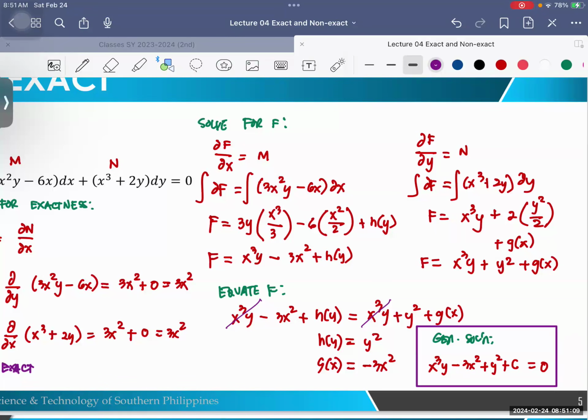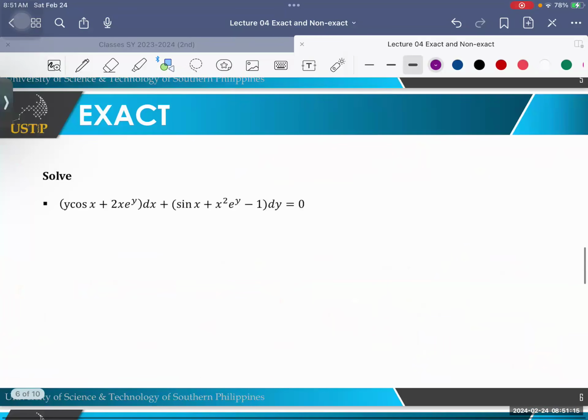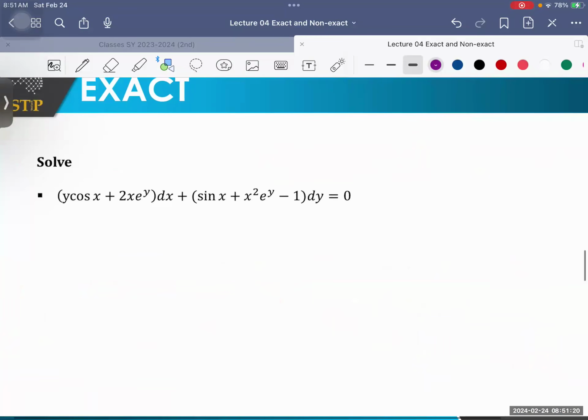Sorry. Okay. I think that was the last example. Okay, let's have a last example for exact. So we have y cosine x plus 2x e to the y dx plus sine x plus x squared e to the y minus 1 dy is equal to 0. So this one is a bit long, class. It is clear that this is not variable separable. You cannot extract the x's and y's separately since they are partnered together.